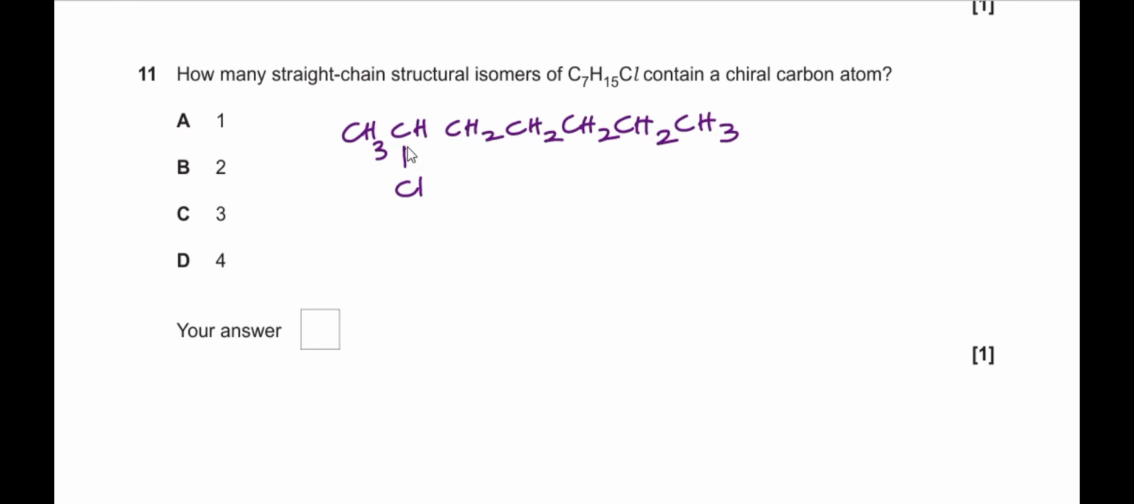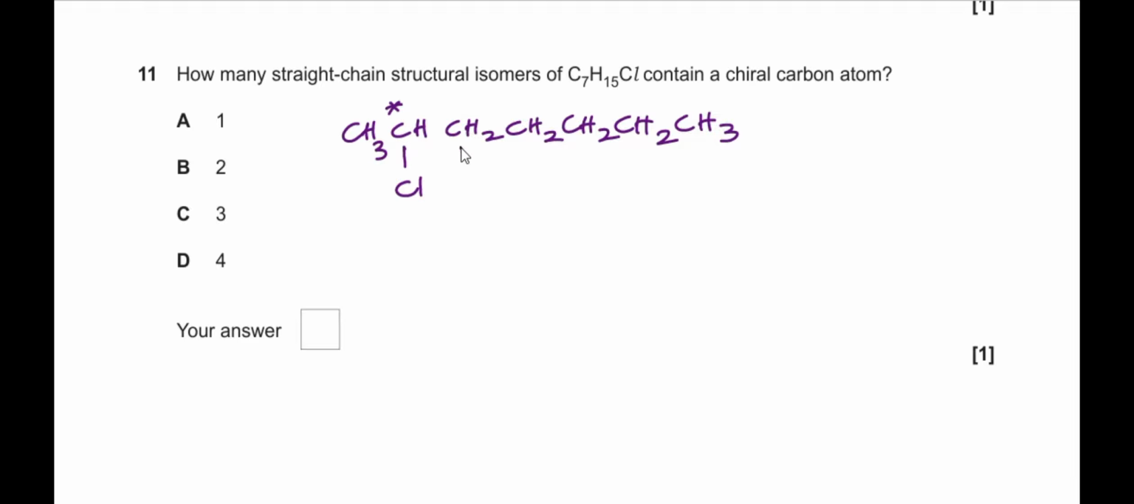Okay. Now looking at this carbon atom, it is linked with one hydrogen atom, one chlorine atom, one methyl group and one pentyl group. Therefore, it is a chiral center. So let me put an asterisk there. In case chlorine is attached here, it's a chiral group.